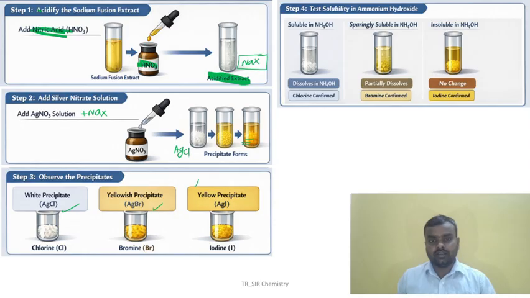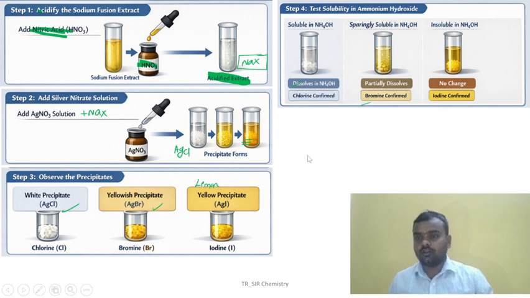Yellowish, this will be lemon yellow. We can keep it as lemon yellow. Right? Now, if it dissolves, confirm that chlorine is present. If sparingly soluble, bromine is present. If not soluble, dissolution is not there, that is a confirmation of iodine.